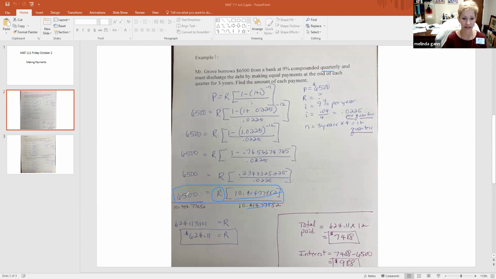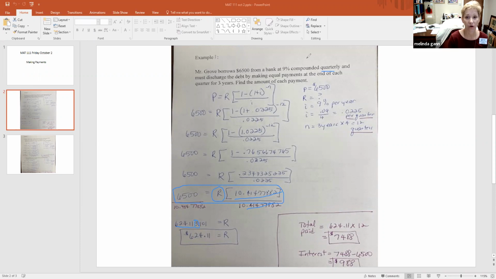And then when I took 6,500 divided by this 10.41477882, I got this long answer on my calculator. Okay, but remember, I'm doing money, so I've got to go to the nearest hundredth. So I'm worried about this third number. Since that number is 3, the number in front stays the same. So it's $624.11, not $624.12. So we're rounding off.